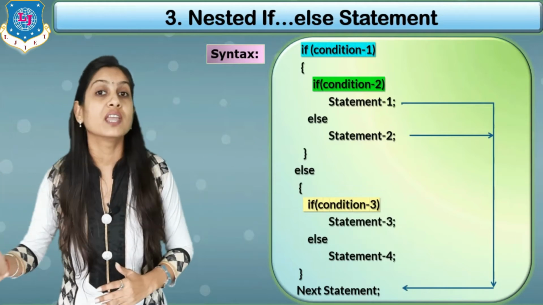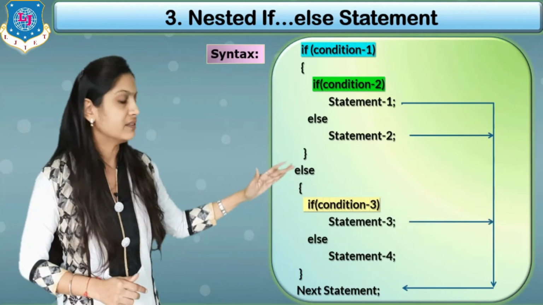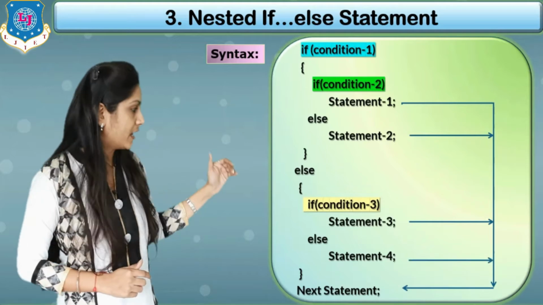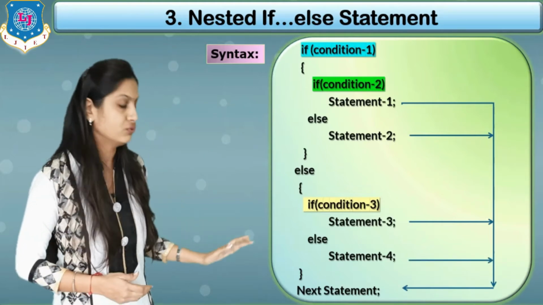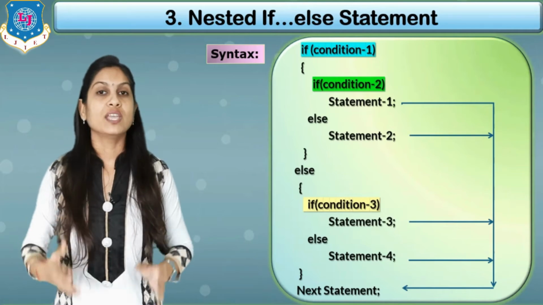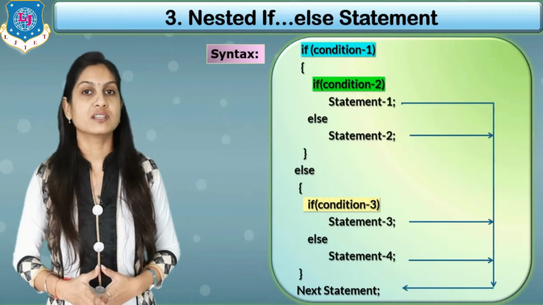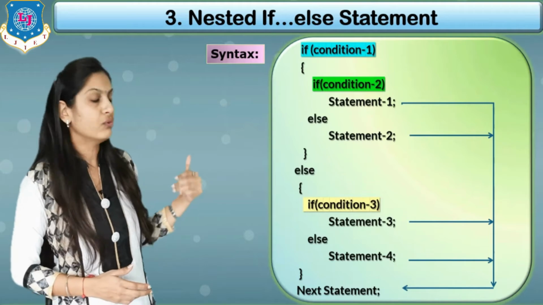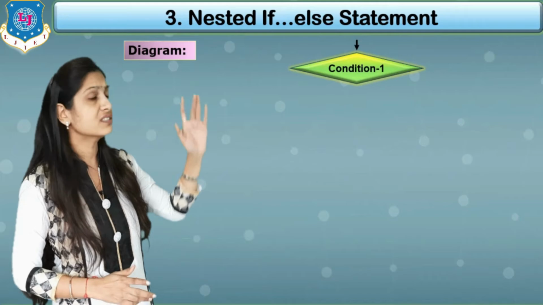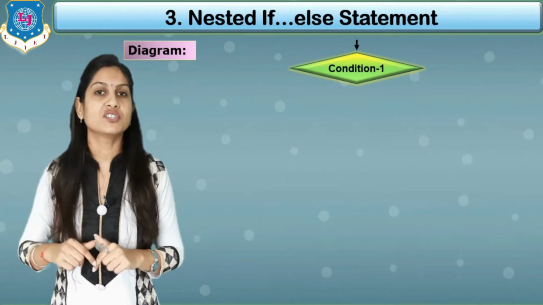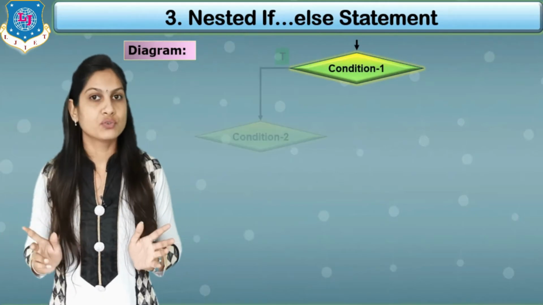If condition 3 is true, then statement 3 will be executed, else statement number 4 will be executed and we move to the next statements. So here you can see multiple conditions are there. Now how does it work? Let's understand with a diagram. First is condition 1 in a diamond shape. It has two obvious parts.